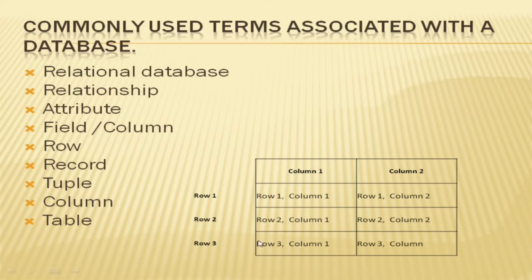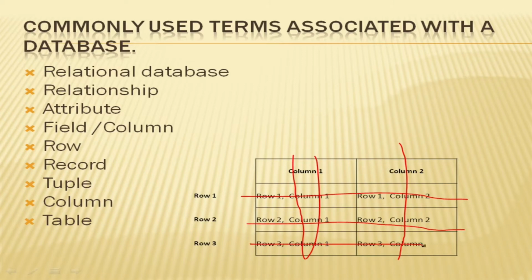So here's a sample table. It has 2 columns, which is this one, column 1 and column 2, and it has 3 rows or records or tuples, which is row 1, row 2, and row 3, right? So let me show you. So we have 1 column here, 1 column there, 1 row going across here, another row here, and another row here. So that's 3 rows and 2 columns.